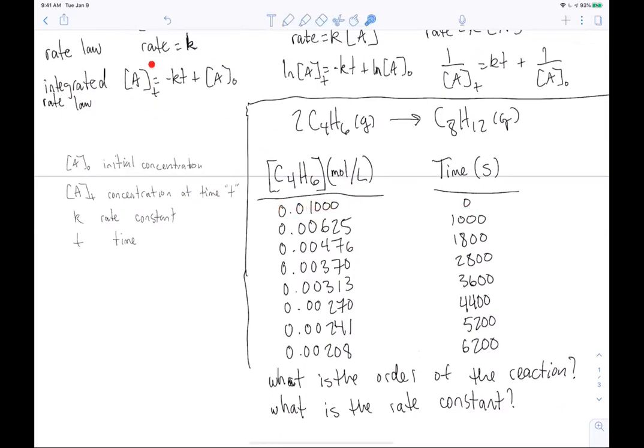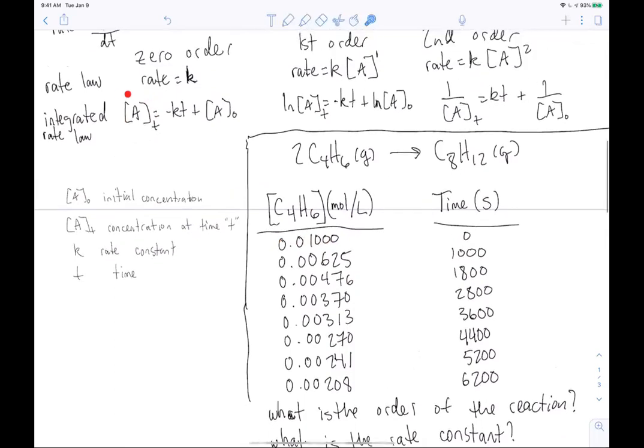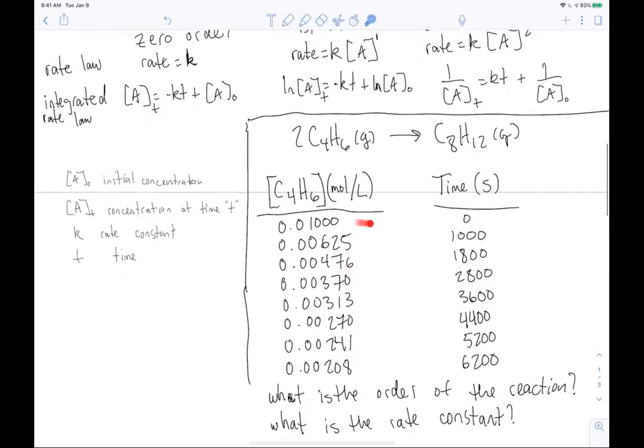In the zero order in particular, I have concentration and I'm looking at it as a function of time. This is my initial concentration, and I'm looking at how that changes with respect to time. So as the reaction goes, if I'm looking at the reactant, I'm expecting this number to get smaller and smaller. And that's exactly what we see here, is this gets smaller and smaller.